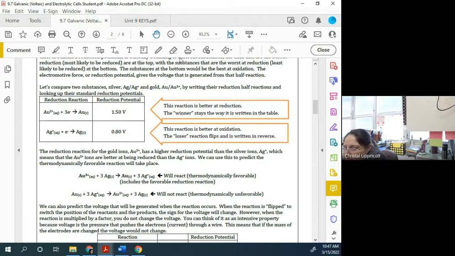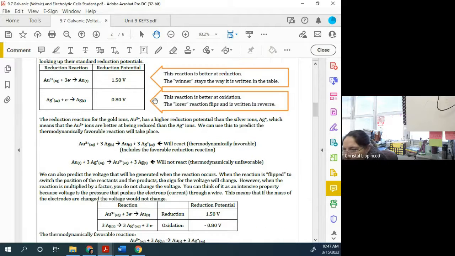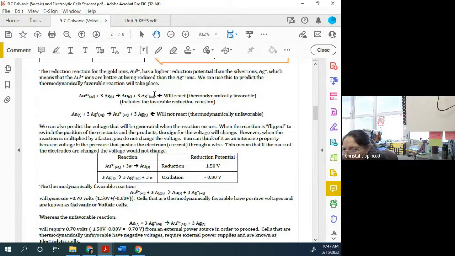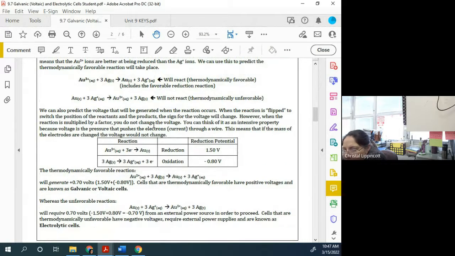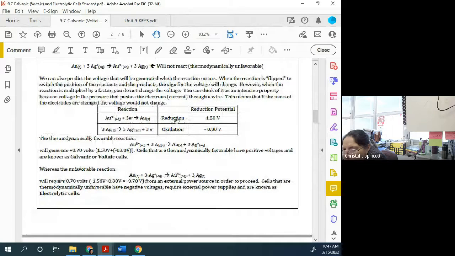Okay. So we're going to predict which one's thermodynamically favorable and which one would be thermodynamically unfavorable. The one that ends up being the bigger number is going to be the reduction, and then the oxidation is the other one. Then you subtract these two from each other. Well, this one's got to get flipped, and then you add them together.